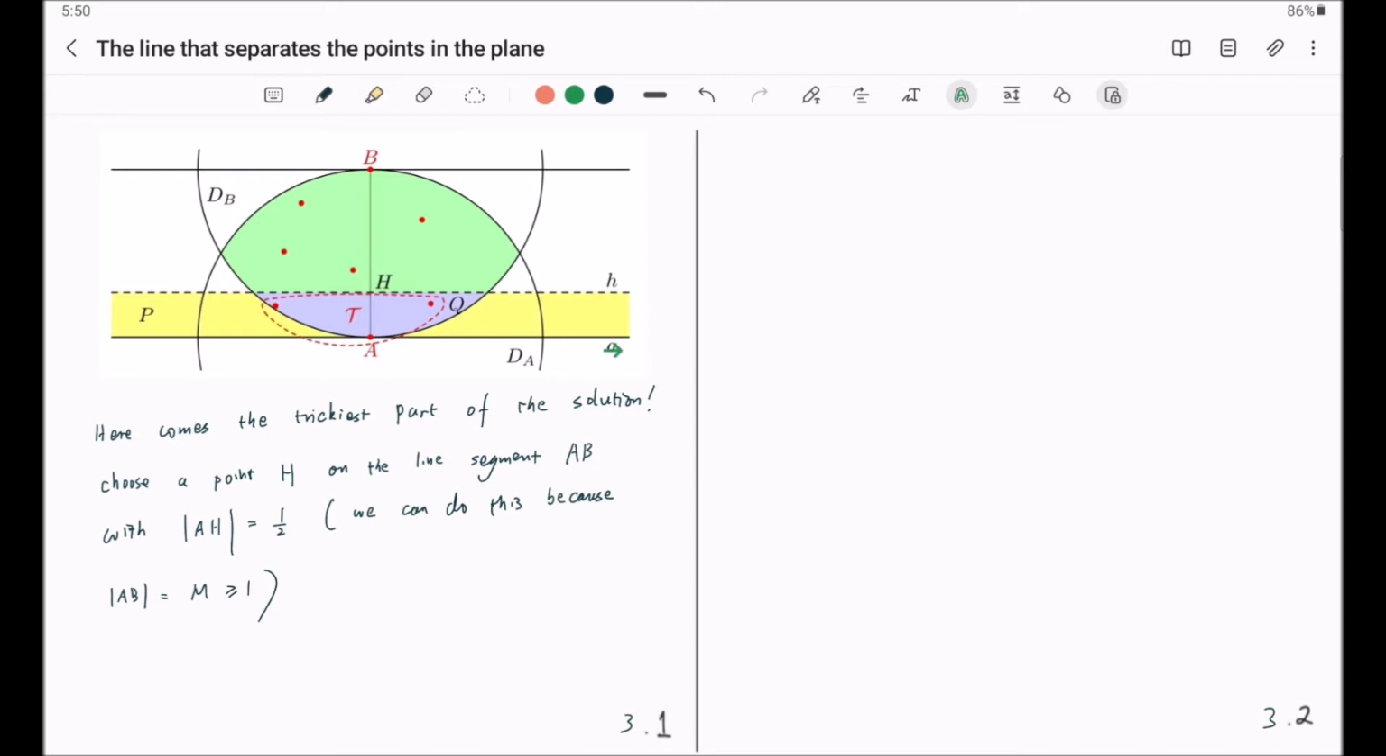Now let lines ℓ_A and ℓ_H be perpendicular to AB and passing through A and H respectively. And let P be the strip between ℓ_A and ℓ_H, including the boundary ℓ_A and ℓ_H.